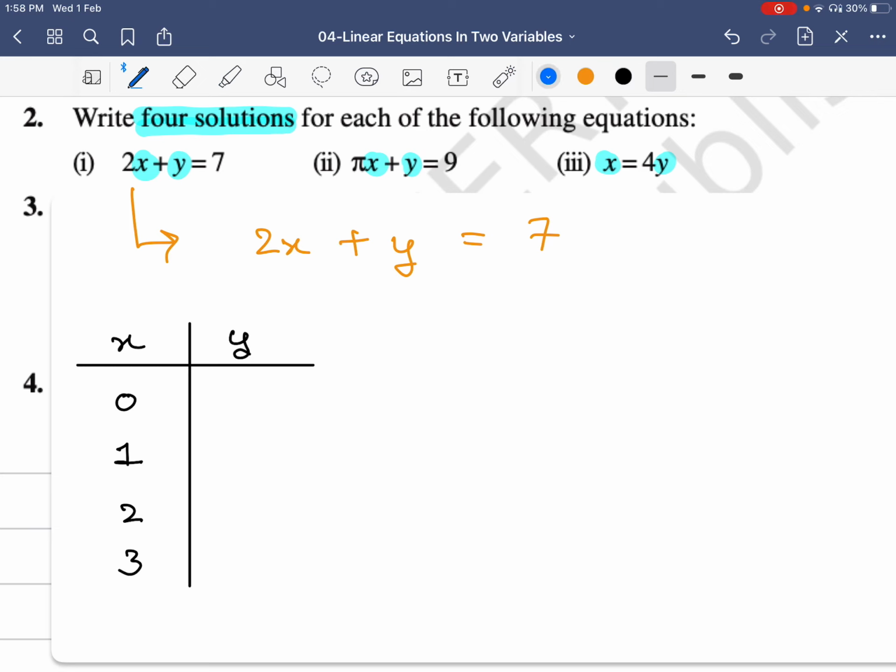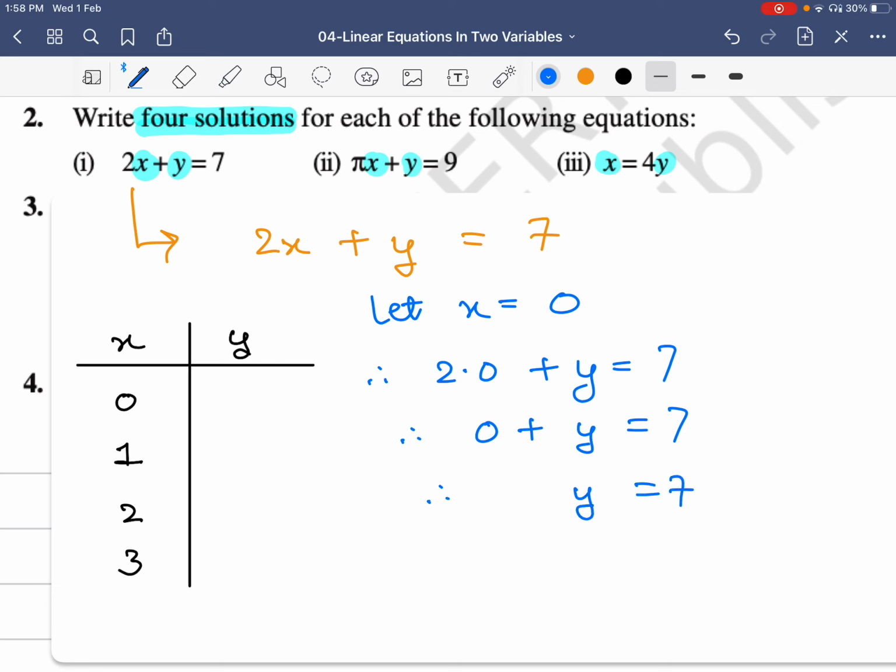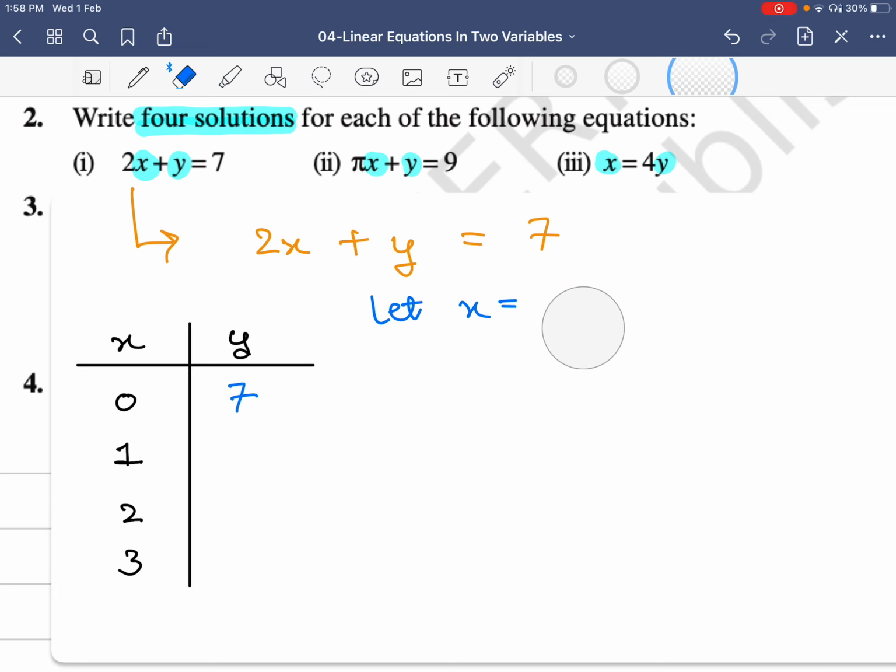Let's start. The first one is x. Let x be equal to 0. Therefore, it will be 2 into 0 plus y is equal to 7. Therefore, it will be 0 plus y is equal to 7, and 0 plus y is y. So y will be equal to 7. So for x equal to 0, we have y equal to 7.